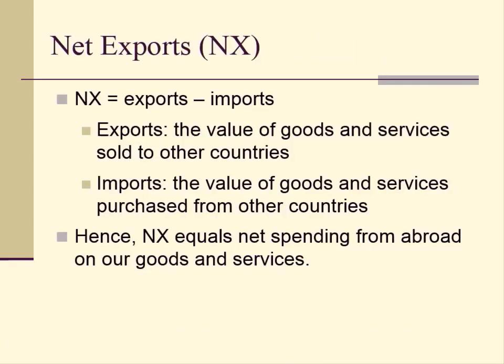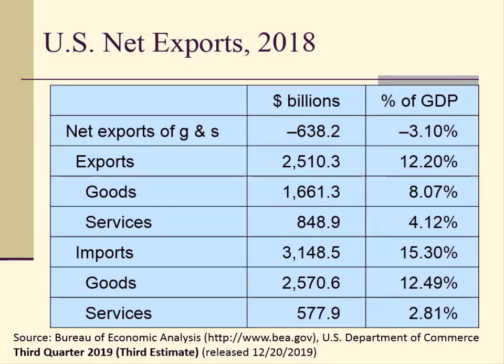Finally, the last expenditure component is net exports, which is equal to exports minus imports. Here exports are equal to the value of goods and services sold to other countries, and imports are the value of goods and services purchased from other countries. Hence, net exports equal net spending from abroad on our goods and services. This table shows US net exports in 2018. If you look at the net exports figure of goods and services, you see that it's negative $638.2 billion, which as a percent of GDP is negative 3.10% of GDP.